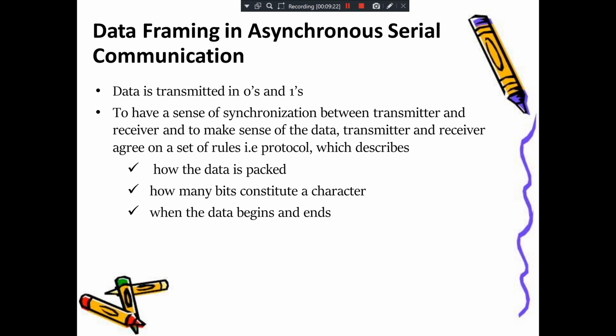Data framing in asynchronous serial communication. Data is transmitted as zeros and ones. To have a sense of synchronization between transmitter and receiver, and to make sense of the data, the transmitter and receiver agree on a set of rules, that is protocols, which describe how the data is packed, how many bits constitute a character, and when the data begins and ends. How the data is packed is one criterion. Then how many bits constitute a character, and when the data begins and when it ends. These are the important things.